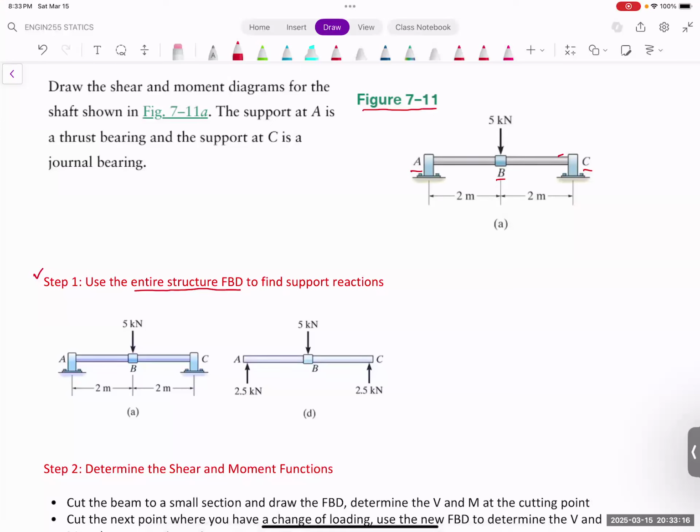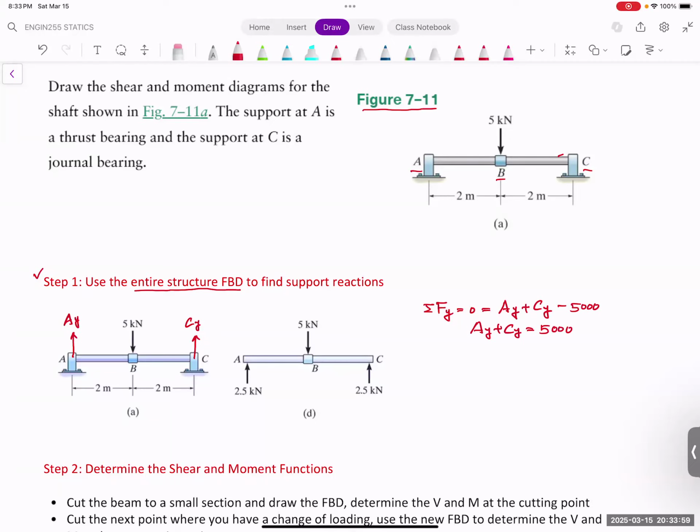So we have Y direction at AY and at CY. And you have a force going down, which is 5,000 Newton. And to solve this problem, we can use the summation of F of Y equal to 0, which is equal to AY plus CY minus 5,000 equal to 0. So that means the AY plus CY has to be equal to 5,000.